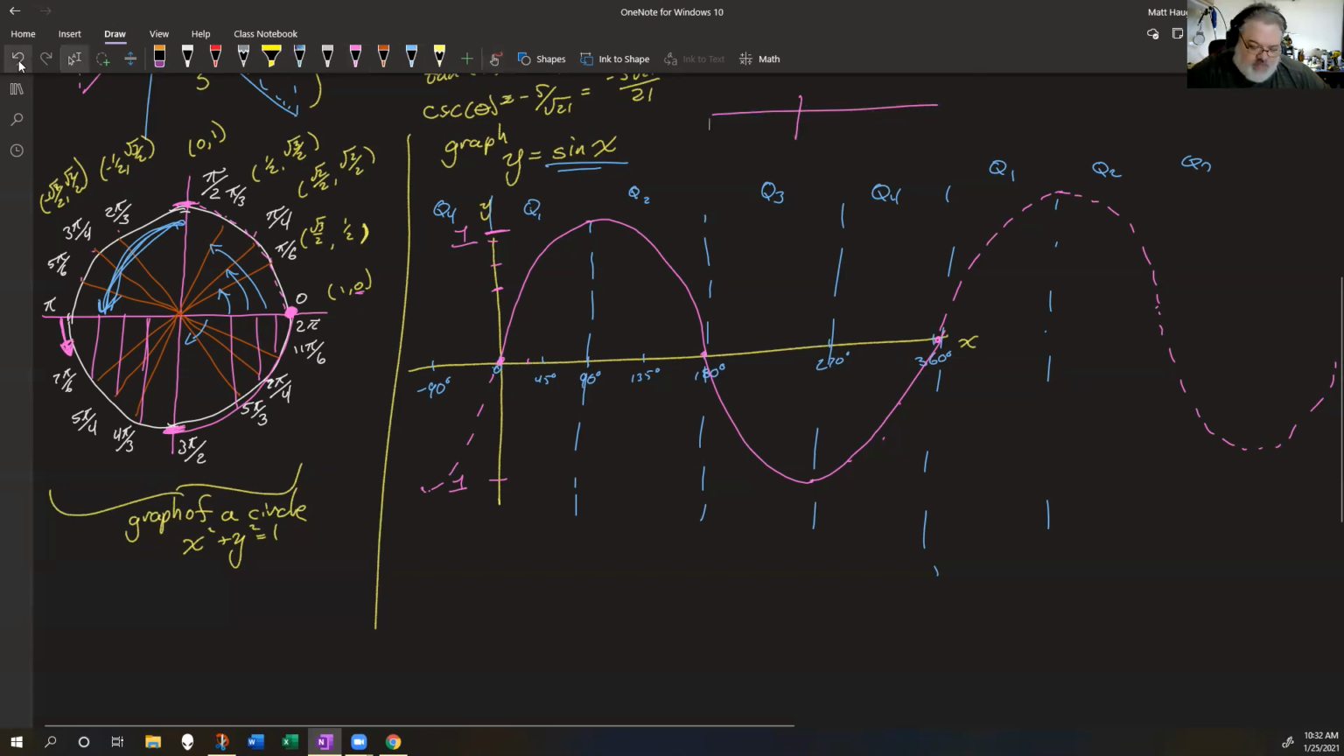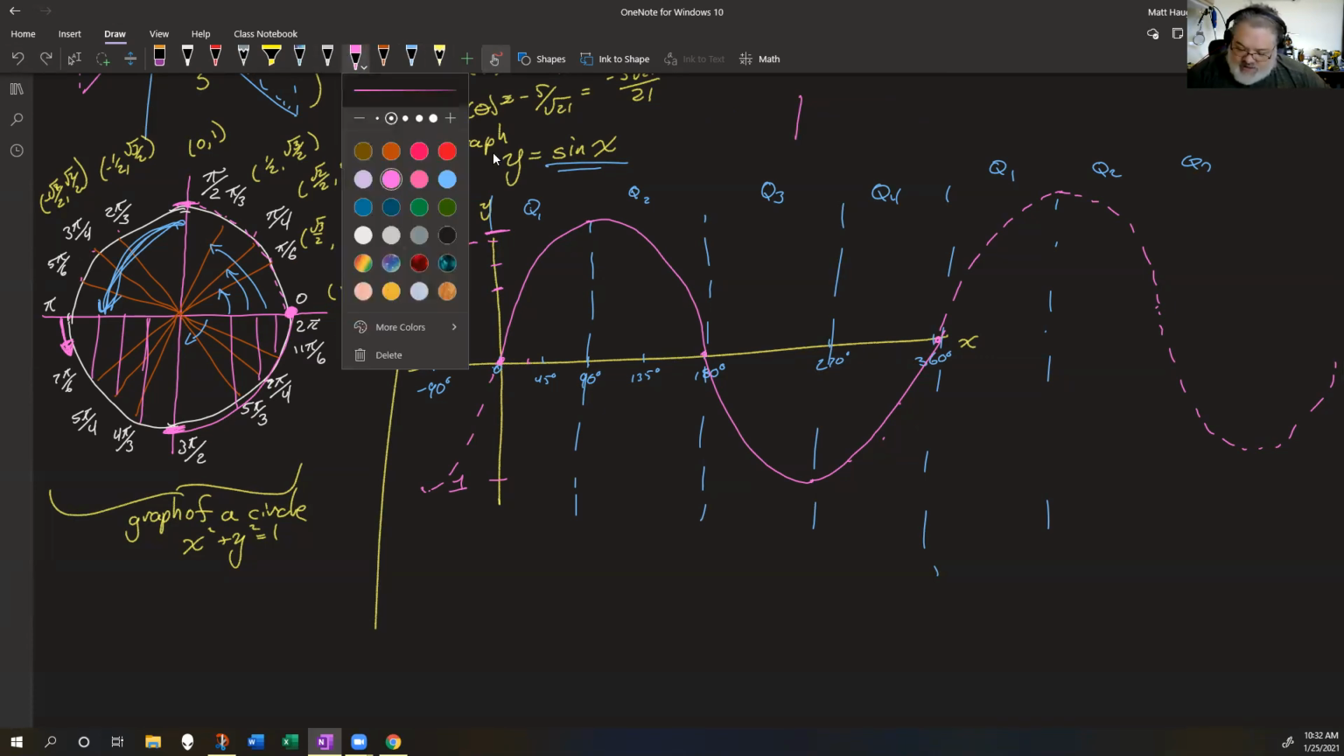Oops. A little button on my pen that every once in a while I hit and it messes me up.